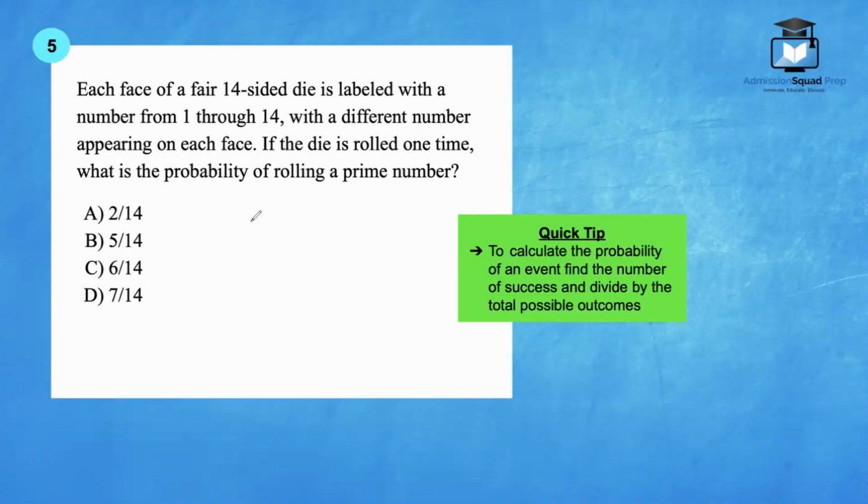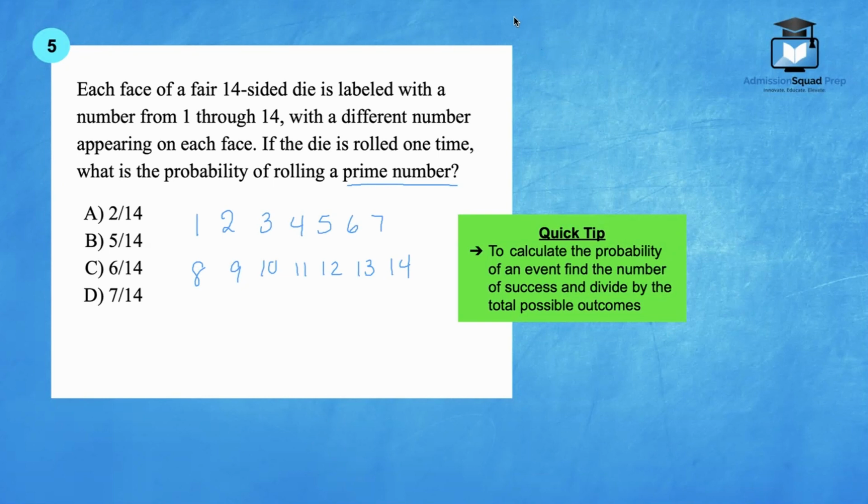Each face of a fair 14-sided die is labeled with a number from 1 through 14 with a different number appearing on each face. If the die is rolled one time, what's the probability of rolling a prime number? Now, I hope you guys remember your prime numbers. I'm going to go ahead and write out the numbers 1 through 14 so we can discuss which numbers are prime. We have the numbers 1 through 14. Let's identify which of these numbers are prime.